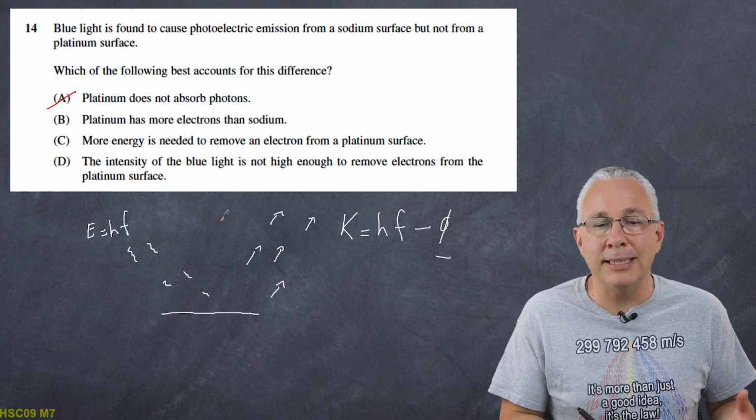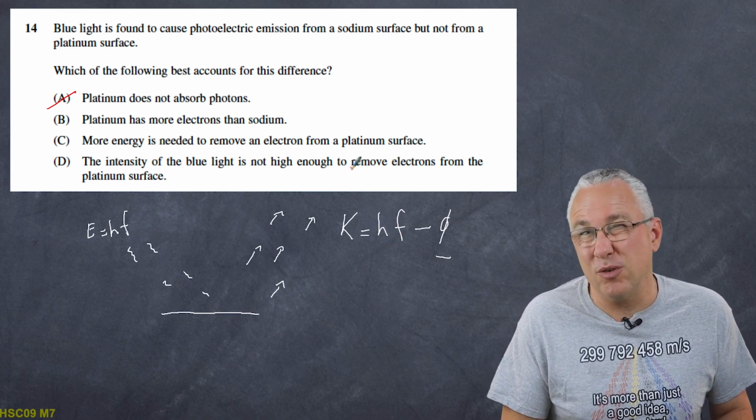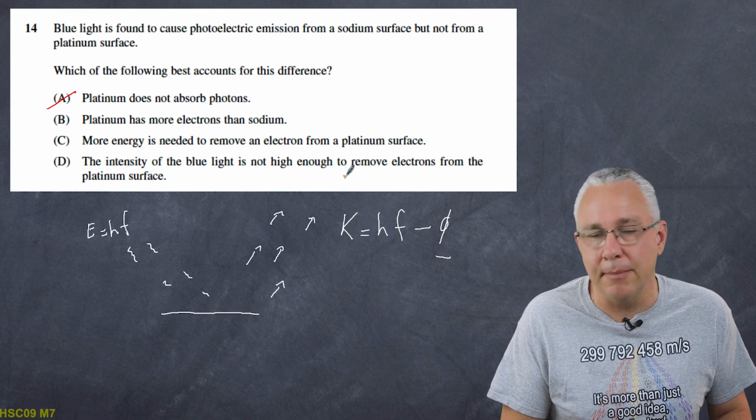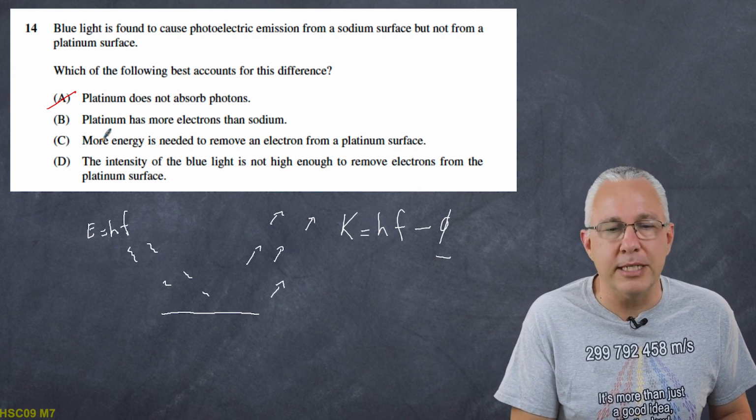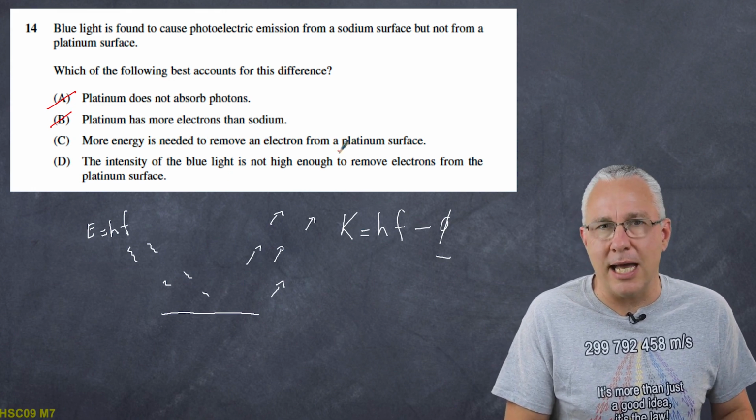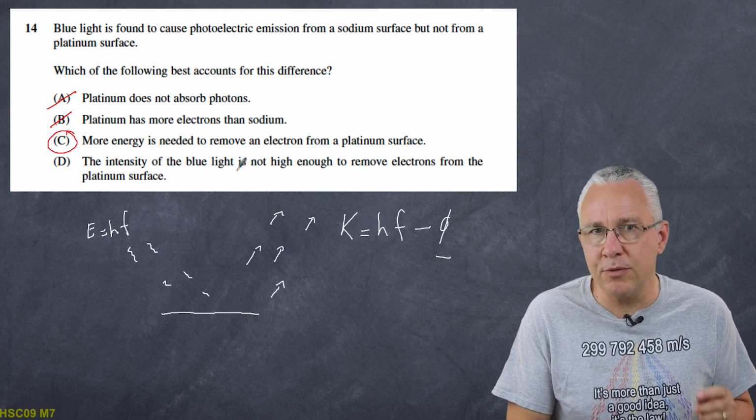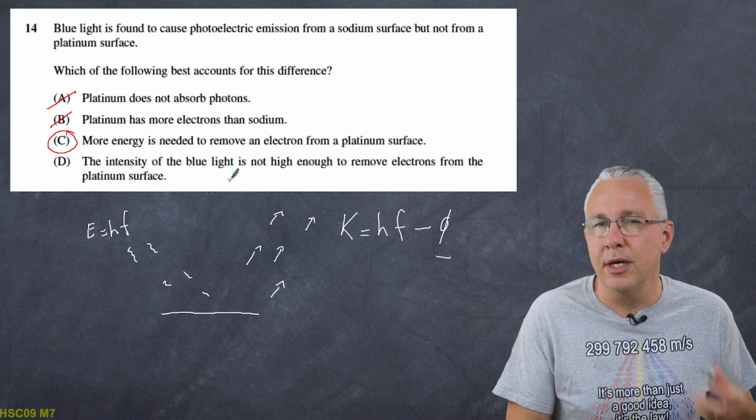so A is incorrect. Platinum has more electrons than sodium. That's inconsequential. It is actually of course true, because platinum has a higher atomic number than sodium, but that's not the reason why this occurs. More energy is needed to remove the electron from a platinum surface. I've just related ourselves to that. That's definitely the correct response, but always review the other responses to show your understanding.